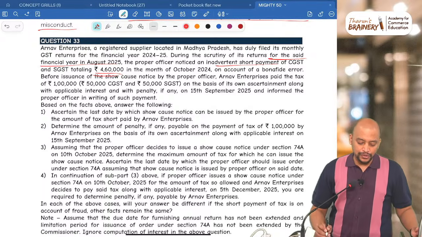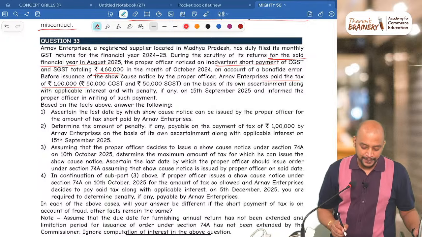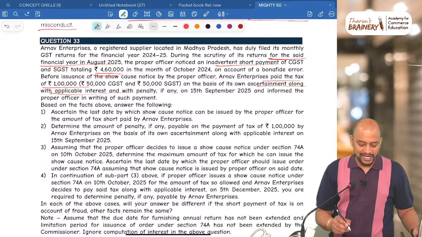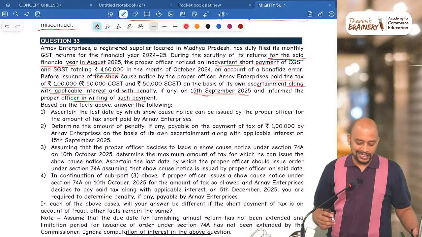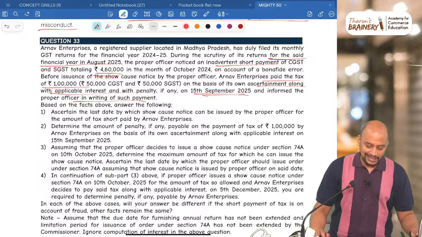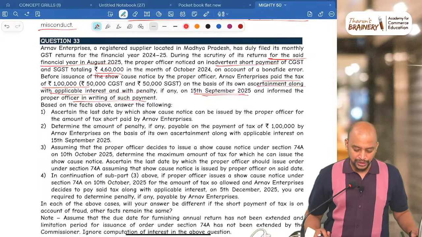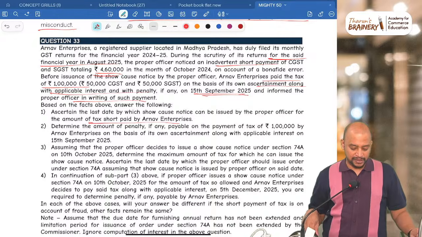Before issuance of show cause notice by the proper officer, RF Enterprises paid the tax of 1 lakh on the basis of its own ascertainment along with applicable interest with penalty if any on 15 September and informed the proper officer in writing of such payment. Based on the facts above, answer the following. Ascertain the last date by which show cause notice can be issued by the proper officer for the amount of tax short paid by RF Enterprises.